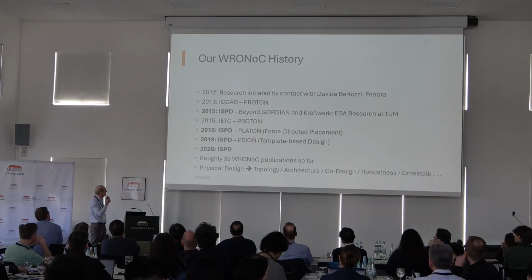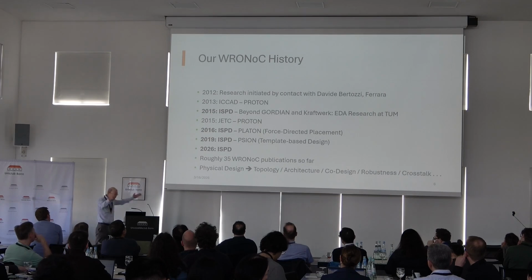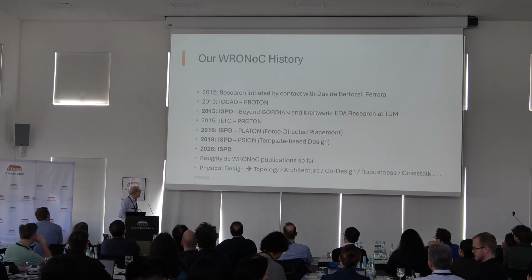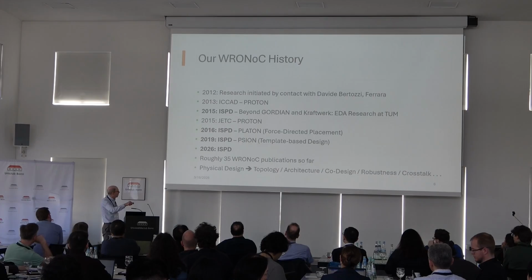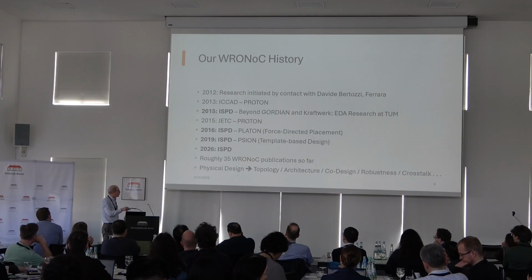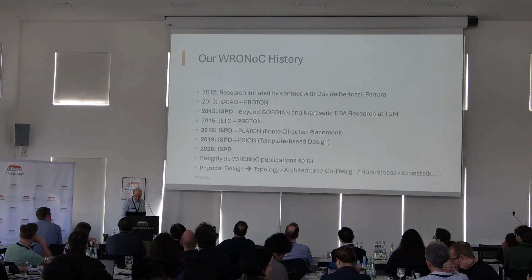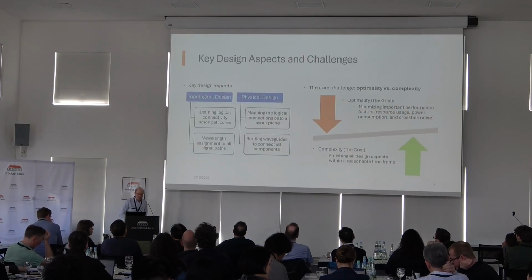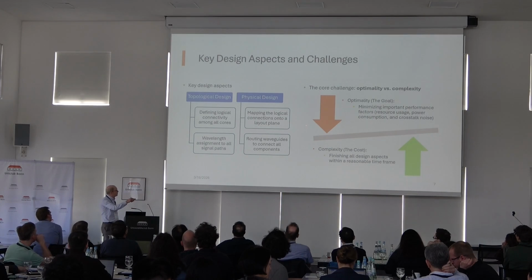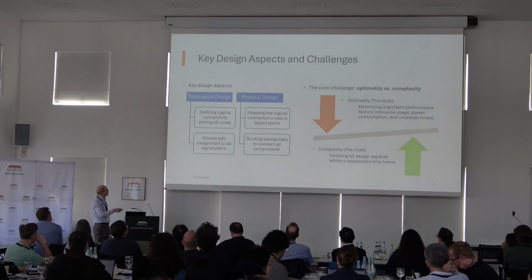Then the concept of template-based design in 2019, and here in 2026 I'm back. We initially started on the physical design, and this has been broadened. We now look at trying to consider topology, so the netlist for the router, the architecture, co-design among physical design and topological design, looking at robustness issues, considering crosstalk, and so on. And what I promised in the title is optimality versus complexity.